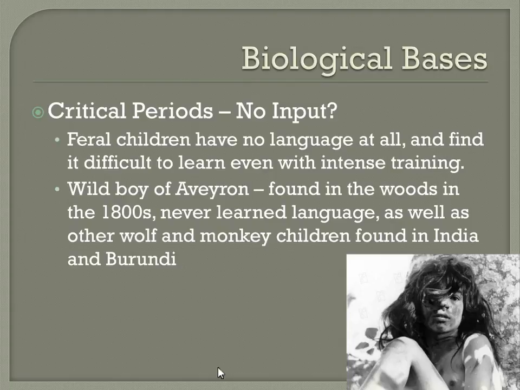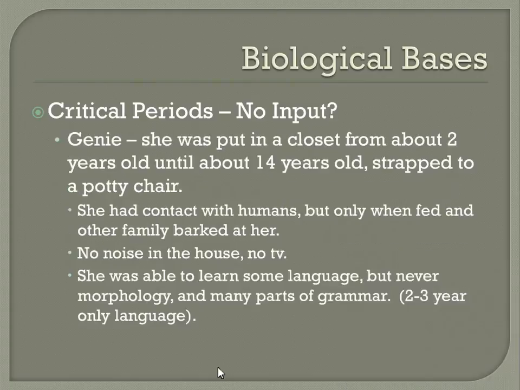But they often have no language and difficulty learning anything, even with intense training. Some famous cases are the wild boy of Aveyron, and there are these other wolf and monkey children cases. But the most famous case, at least in the US, is Genie.